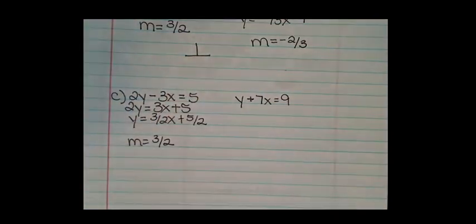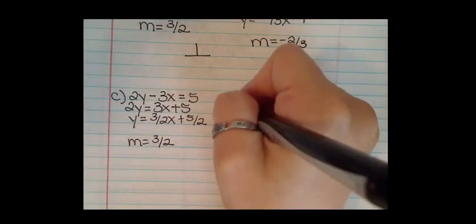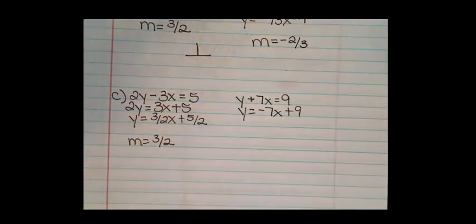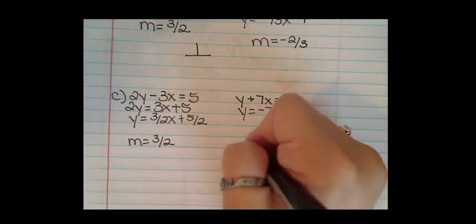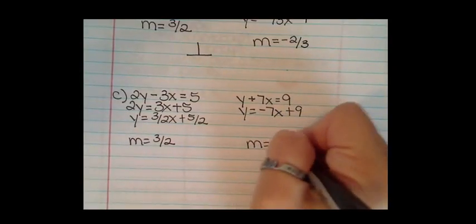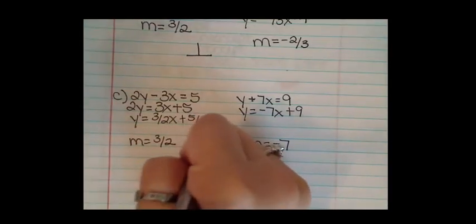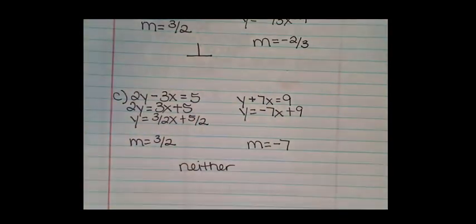Let's do our second one. We have y equals -7x plus 9, and that's all we have to do. So my slope for my second problem would be -7. 3 over 2 and -7 aren't the same. They're not negative reciprocals, so these would be neither. And that's how you would determine that just based on the equations.